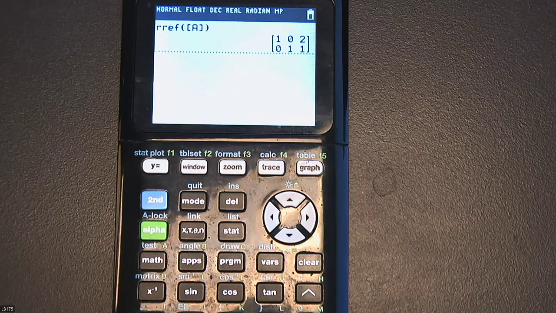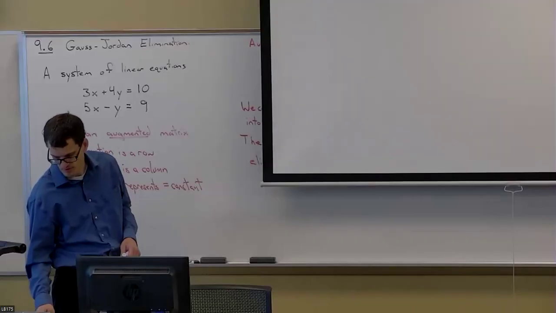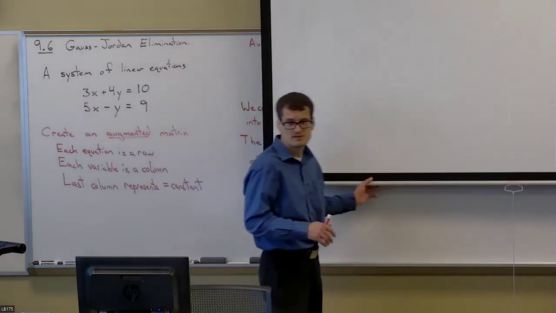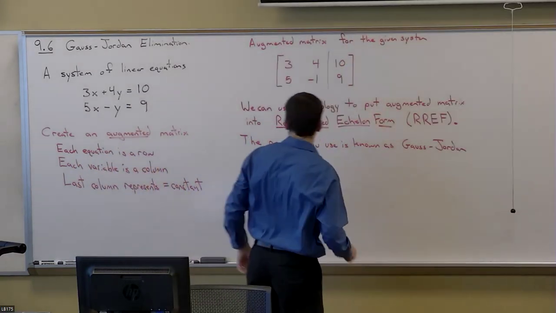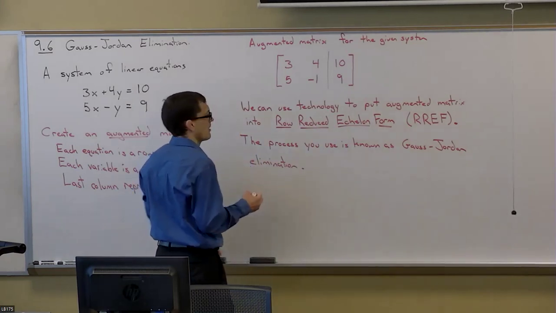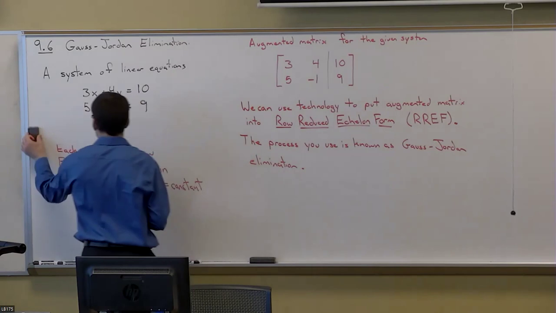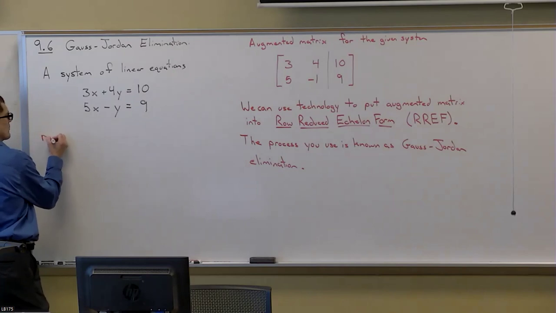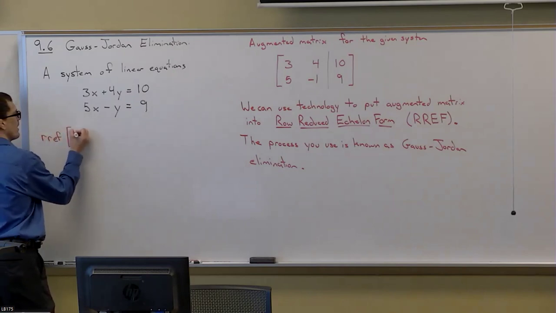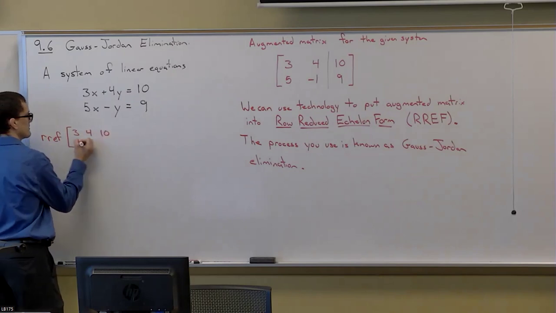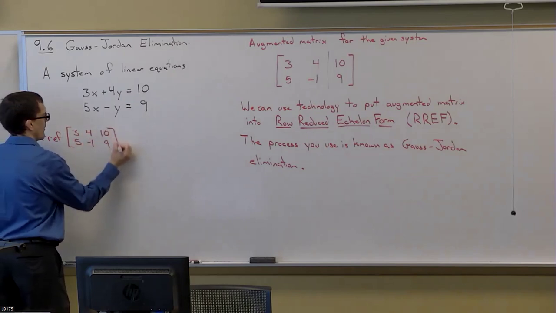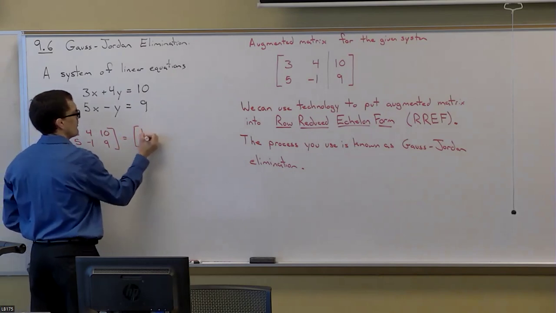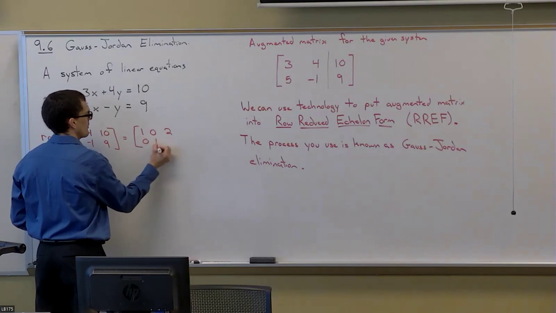So we get 1, 0, 2, 0, 1, 1. Everybody okay with that? So the row reduced echelon form of this augmented matrix was 1, 0, 2, 0, 1, 1.